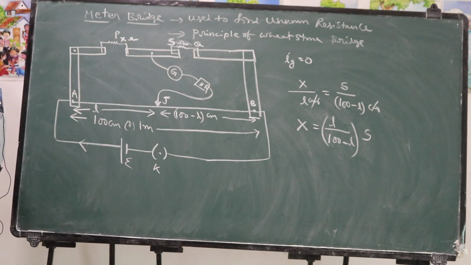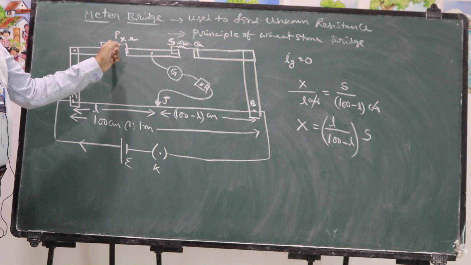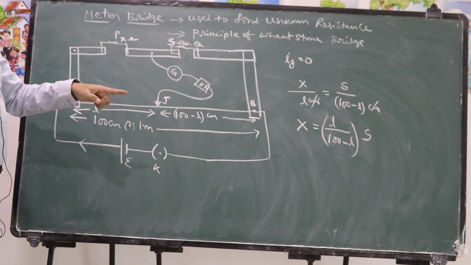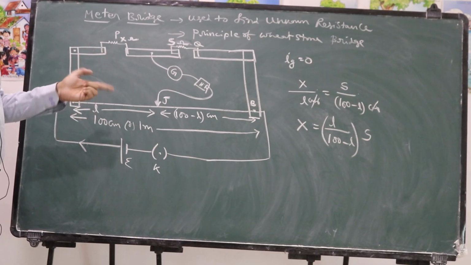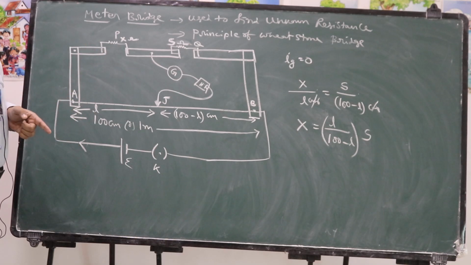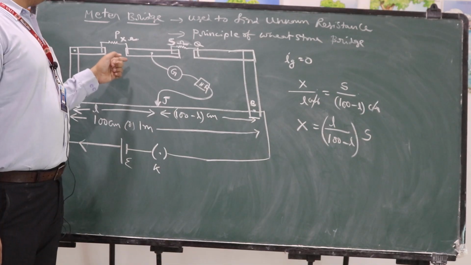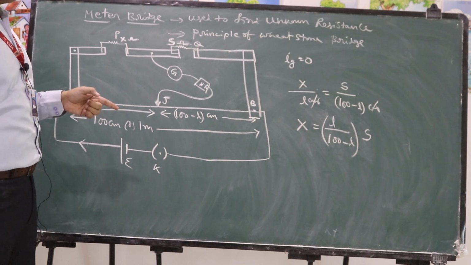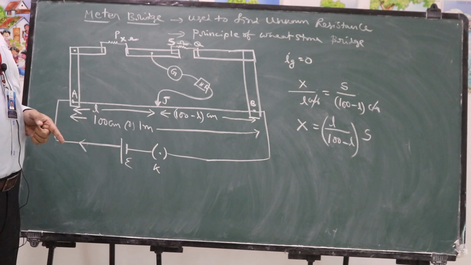For exact finding of the X value, we may replace the positions of P and Q, by keeping the unknown resistance here and the standard resistance there. Again we may repeat the experiment, and again you will get a value nearer to X. Otherwise the average of those 2 values will be taken as the unknown resistance. So in this way, by constructing the Wheatstone bridge arrangement in the form of a meter bridge, we are able to find the unknown resistance of a given wire.